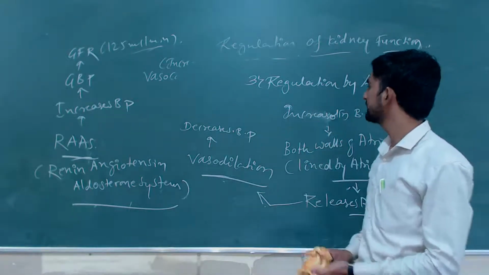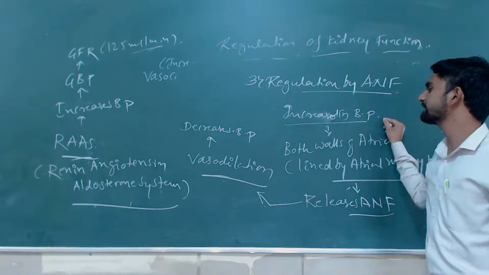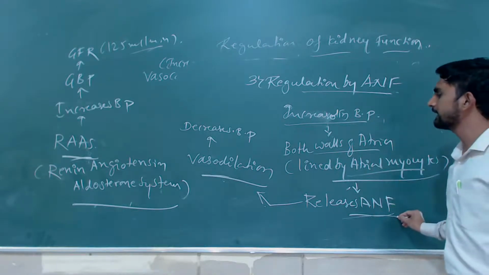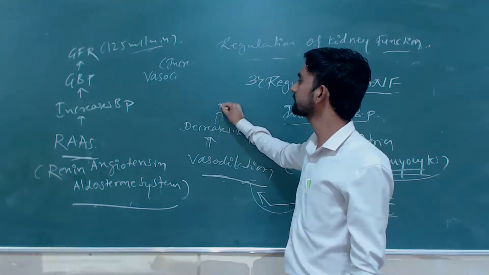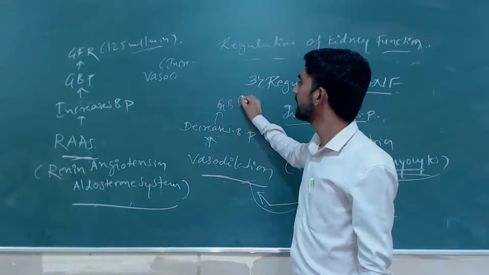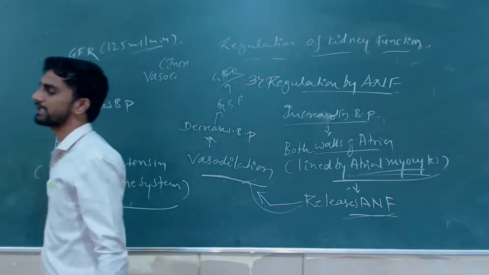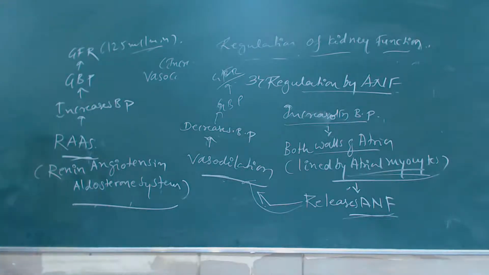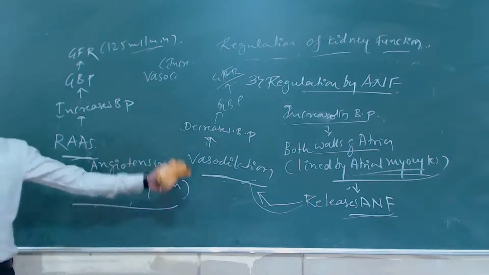And regulation by ANF means, whenever increased BP is there, the wall of atria will start releasing ANF with the help of atrial myocytes, and it will cause vasodilation and thereby decreases BP, thereby decreases GBP and thereby GFR. If GFR is more than normal, it will get decreased by this mechanism. All three are very important from your exam point of view. Understood? Very simple. Two will increase BP, one will decrease BP. Which one will decrease BP? ANF, with vasodilation.